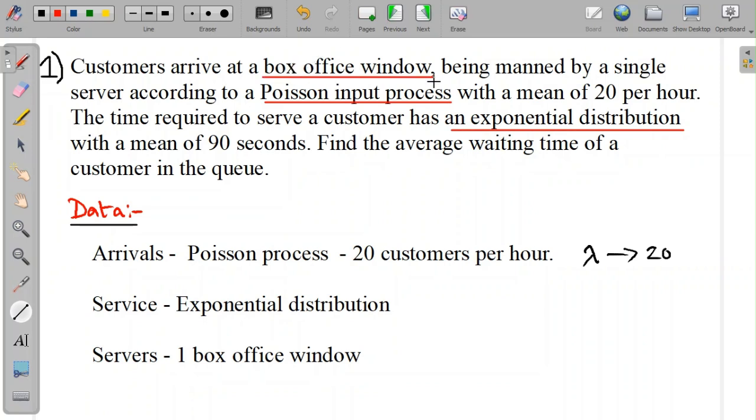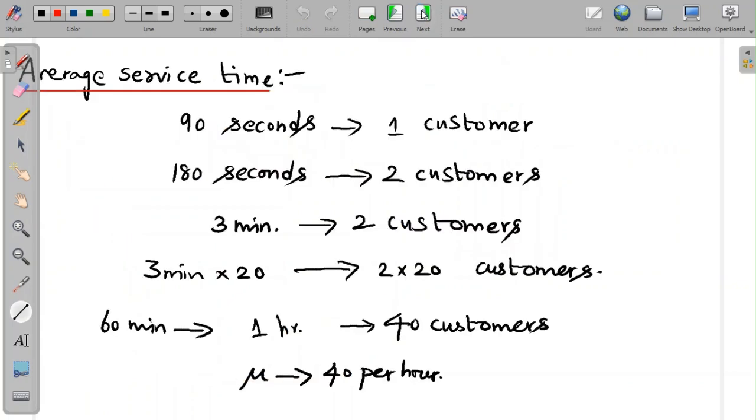Further, we are told that it takes 90 seconds to serve one customer, and this will give us the service rate. But it is essential that we express both the arrival and the service in terms of similar units of time. So the arrival says that there are 20 customers per hour. So we also try and express the service in terms of the time unit, which is an hour. So for that, we do the small calculation.